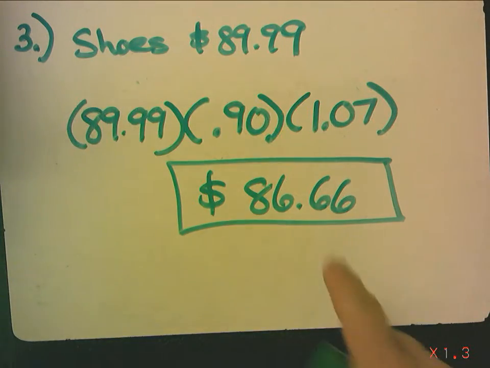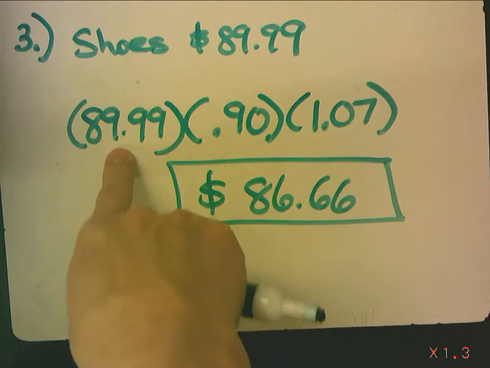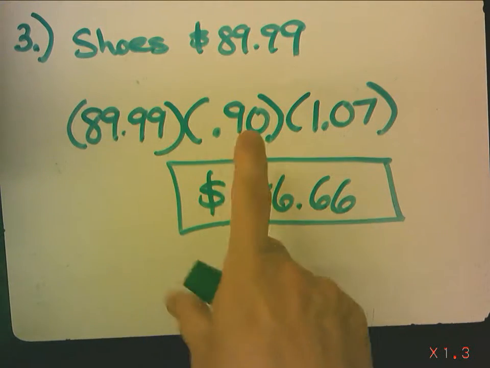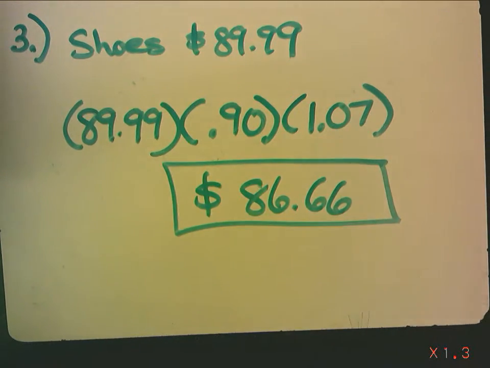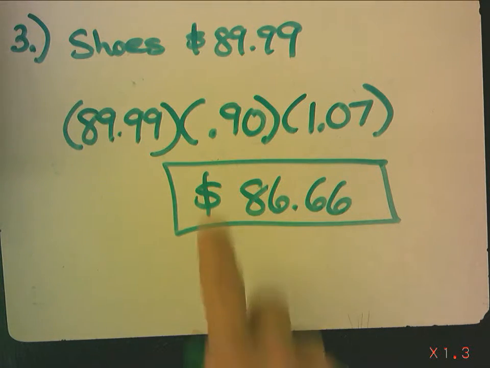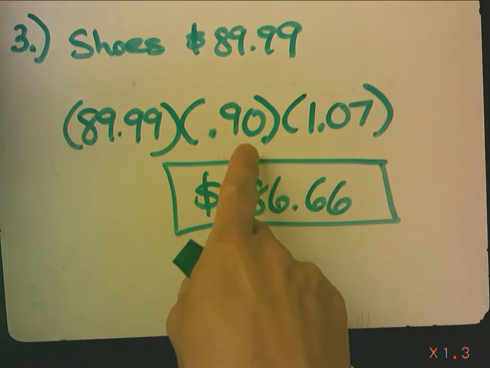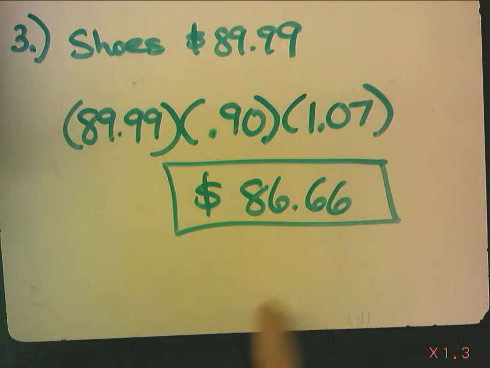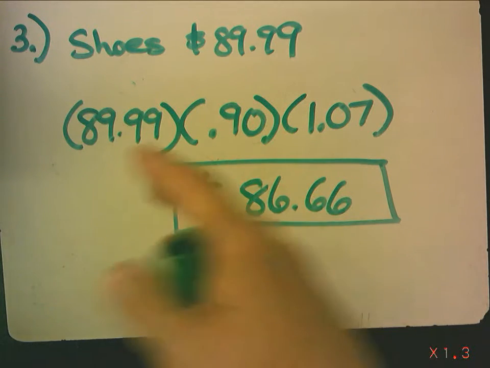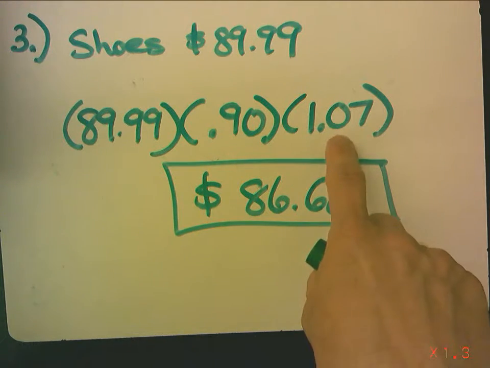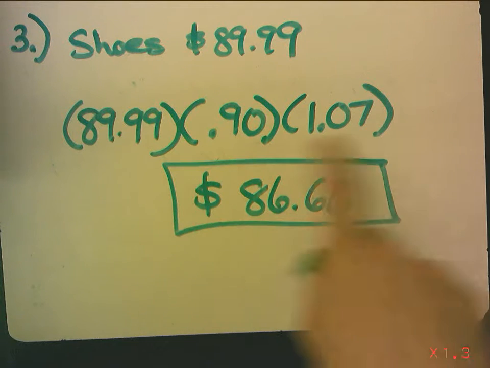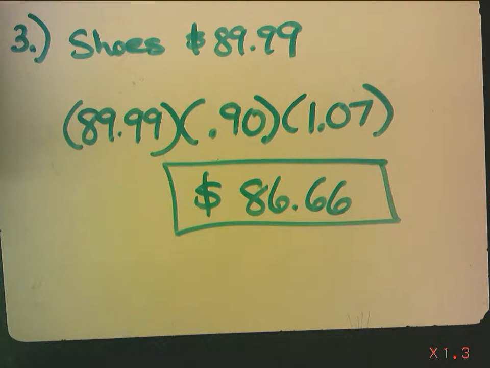So, just to go over this method again, your original price is $89.99. Are you paying 100% of that? No, because you get a 10% discount. So you're paying 90%. Then, once you take your discount, which you get when you multiply it by 90%, you have to pay 7% sales tax. So am I paying 100% of my discounted price? No, I have to pay 107% of my discounted price. So I then multiply it. Okay, so that was multiple ways of doing the same problem.